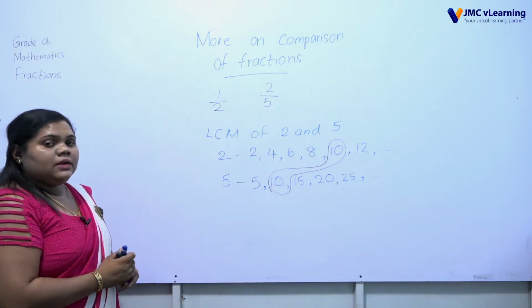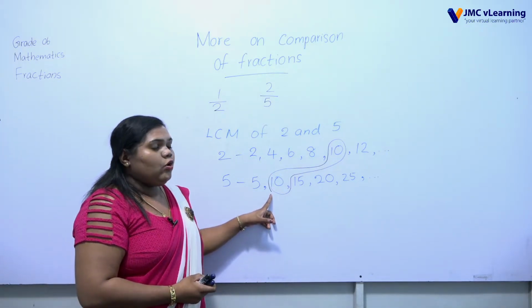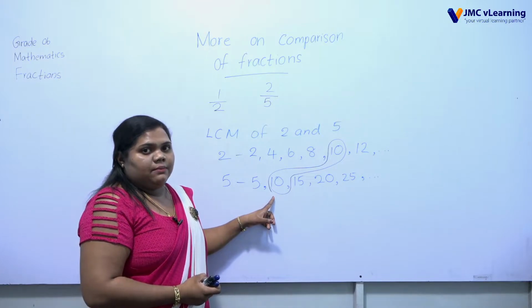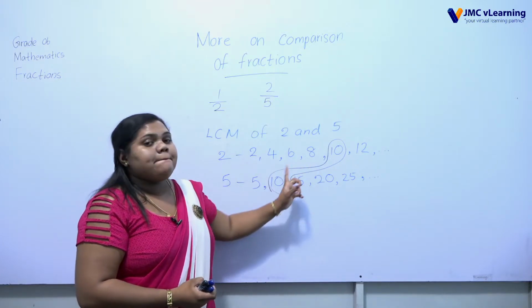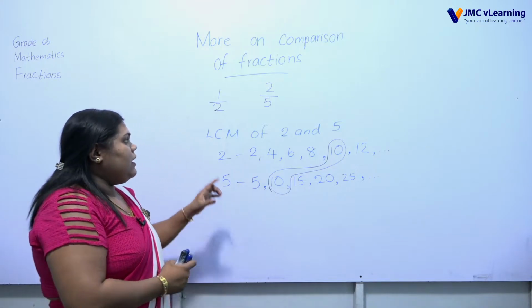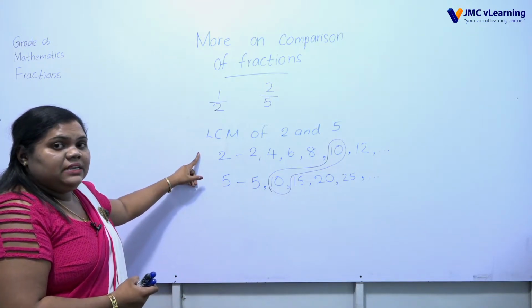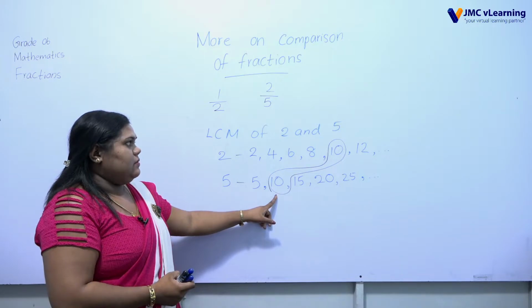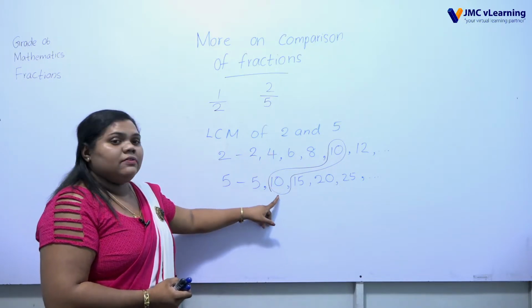LCM is the lowest common multiple. No? So 10 is the lowest common multiple. Okay, so the LCM of 2 and 5 is 10. What is the LCM of 2 and 5? 10.